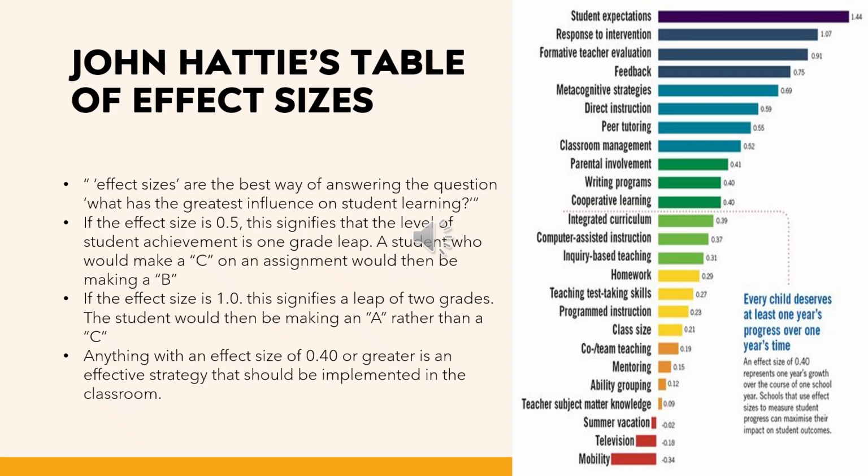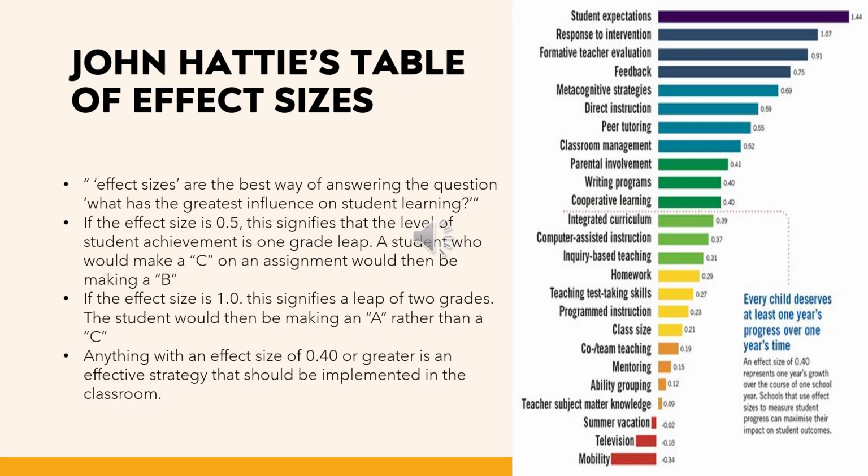On this slide, I'll be discussing John Hattie's table of effect sizes. Effect sizes are the best way of answering the question, what has the greatest influence on student learning? If the effect size is 0.5, this signifies that the level of student achievement is a 1-grade leap. A student who would make a C in a control group would then be making a B with the experimental group. If the effect size is 1, this signifies a 2-grade leap.